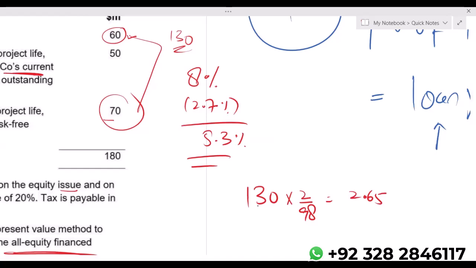Now listen, one more point. Normally we assume that issue cost is financed from internally generated funds, from retained earning of the organization. For this issue cost of 2.65, we are not raising finance externally. So 2.65 is financed internally. So your issue cost is 2.65. Okay.